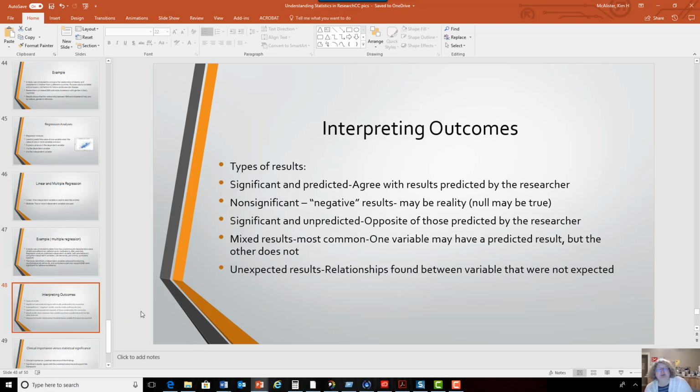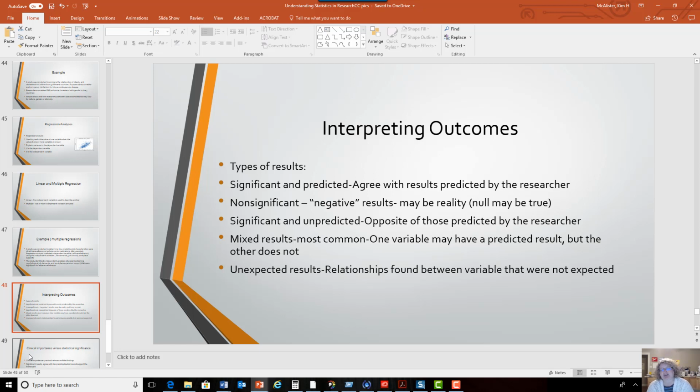When you're interpreting the results of your study, you want to know that there are a variety of different results that you'll see. If it's significant and predicted, then it agrees with the results that were predicted by the researcher. If it's non-significant or insignificant, a negative result may be the reality, so the null may be true. If it's significant and unpredicted, then it's still significant, but it's different from what was projected by the researcher.